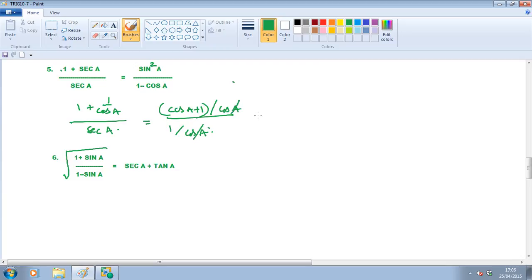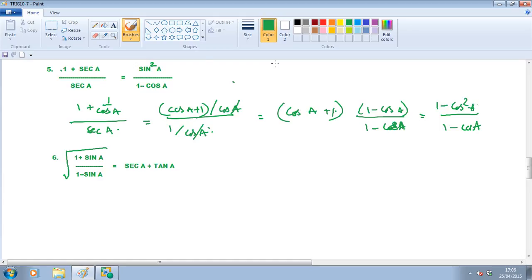Now this cos A will go, so it is equal to cos A plus 1. We will multiply both sides by, we want 1 minus cos A, 1 minus cos A divided by 1 minus cos A. So this is 1 plus cos A times 1 minus cos A, which is equal to 1 minus cos square A, divided by the denominator. That's what we want.